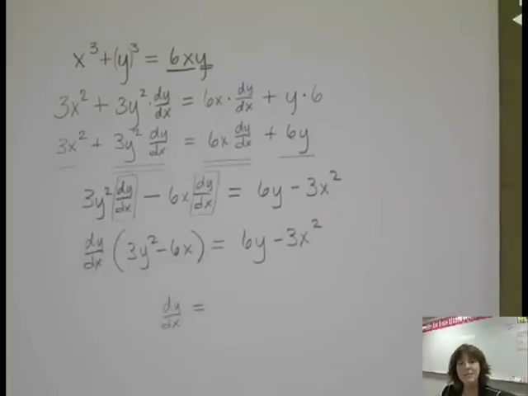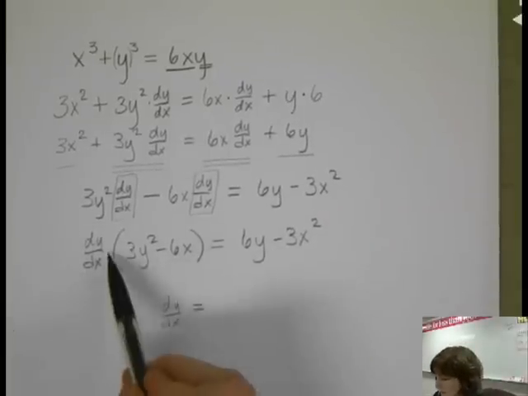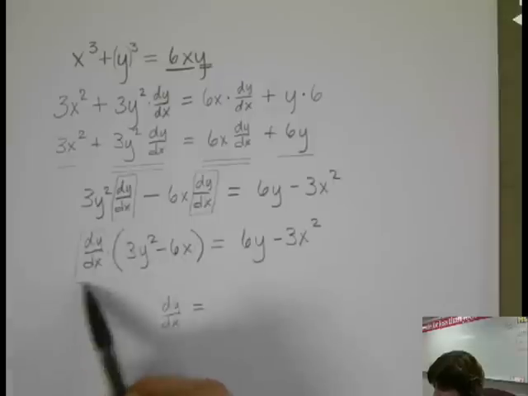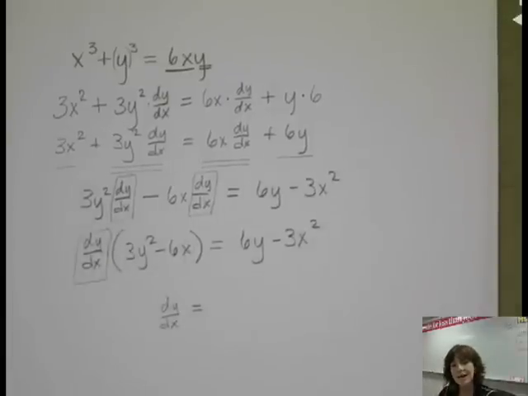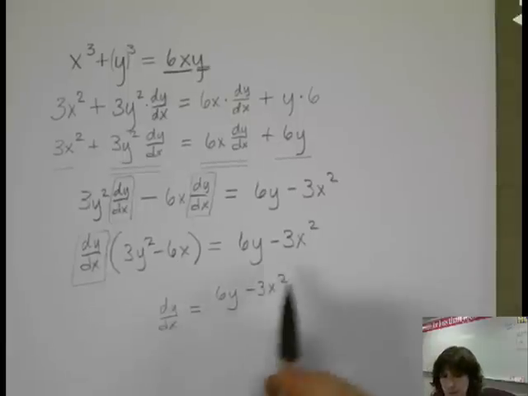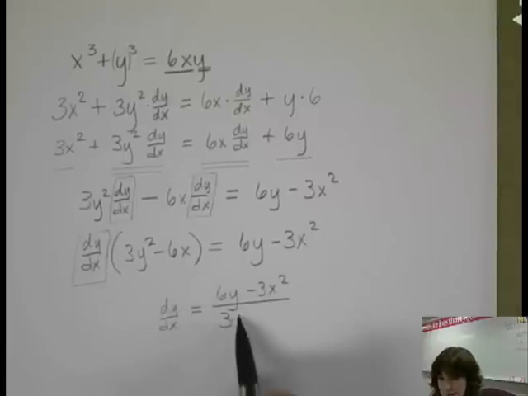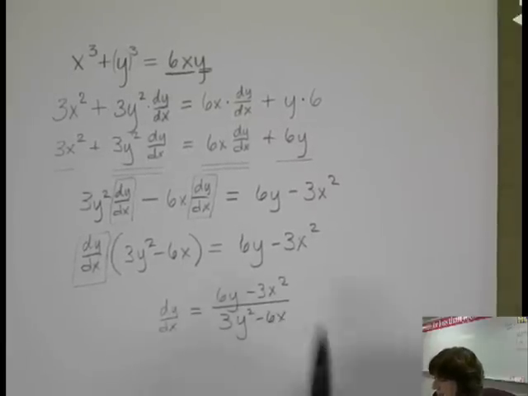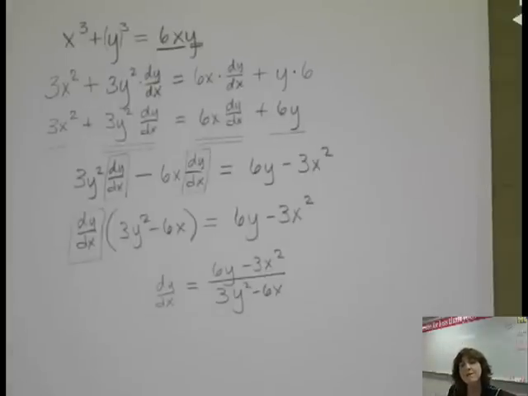Our last step then is to just divide, because this is a multiplication problem, and this is the variable we are trying to solve for, so divide both sides by that. So this guy stays in the numerator, and this goes in the denominator. And like I said, this is still our slope function. It's just that instead of having just x's in it, it has x's and y's. So if there's a point of interest, you would plug in the x and the y to get your slope.